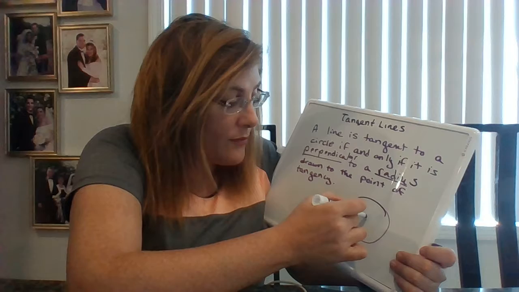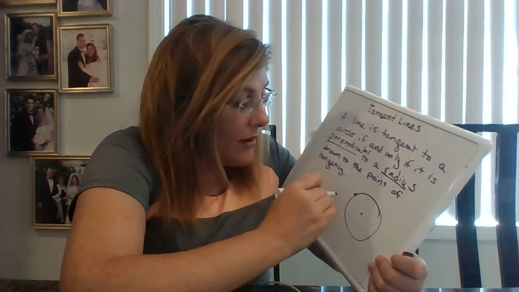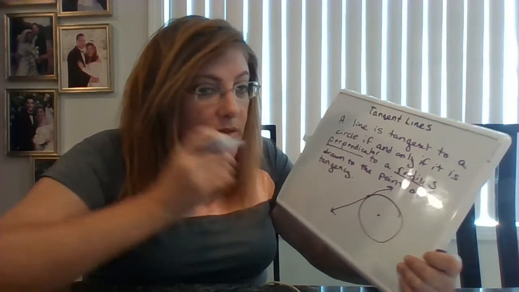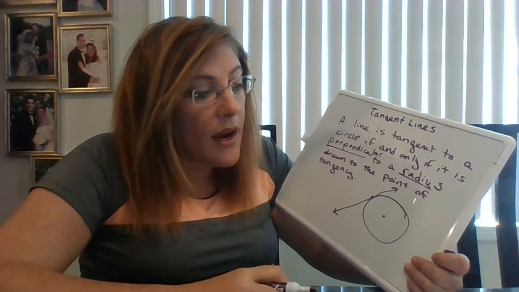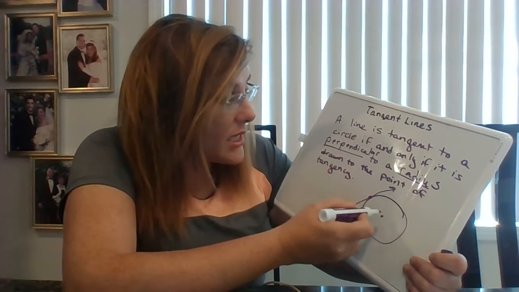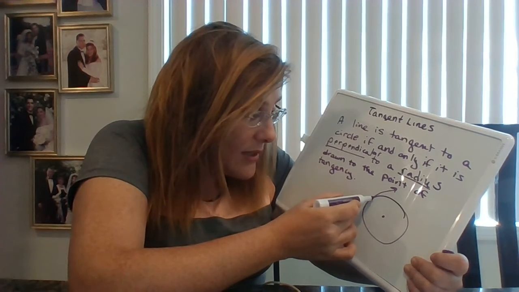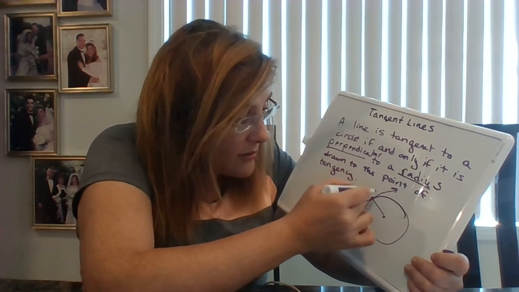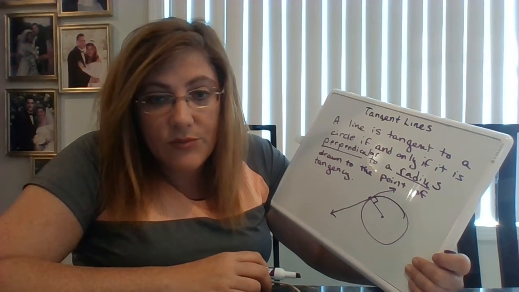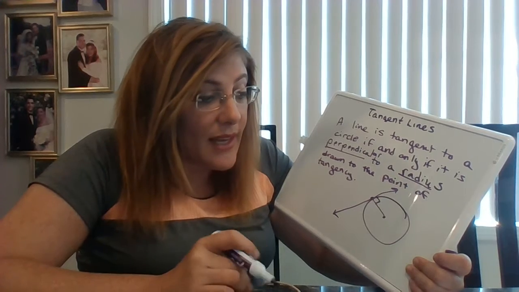Here's a circle. Here's a point of tangency. And here's a tangent line that goes through that point of tangency. And what they're saying is that this line is tangent to this circle if and only if it is perpendicular to a radius drawn to that point of tangency. And perpendicular means, remember, 90-degree angle.